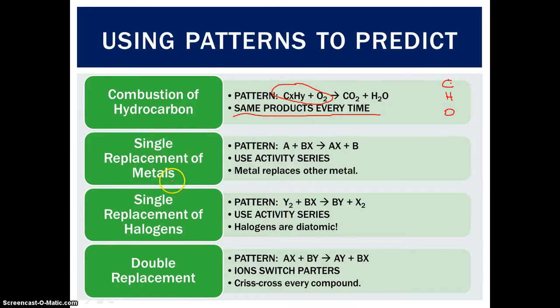Alright, single replacement of metals. We should recognize the pattern as one thing replacing another. Remember, in the definition, we recognize these as a single element paired with an ionic compound. That's what you're looking for. If you're given the reactants, you write the reactants and identify, I have a single element and an ionic compound. This is going to be a single replacement, and I know based on the definition of a single replacement that the single element is going to replace its like element in the ionic compound. So metals replace metals.